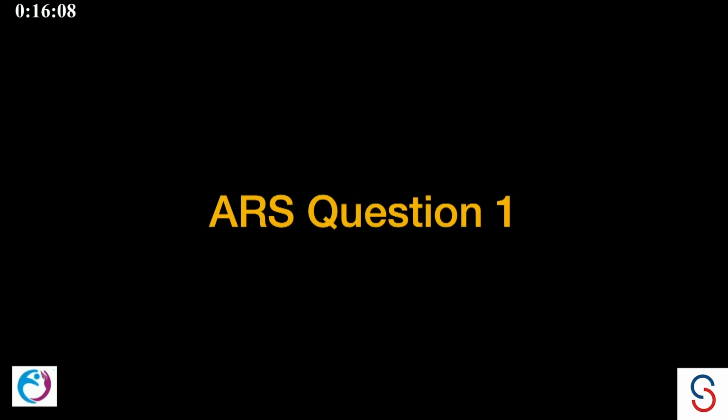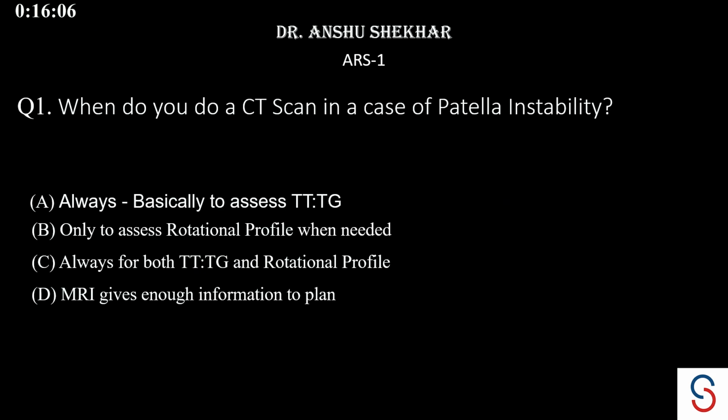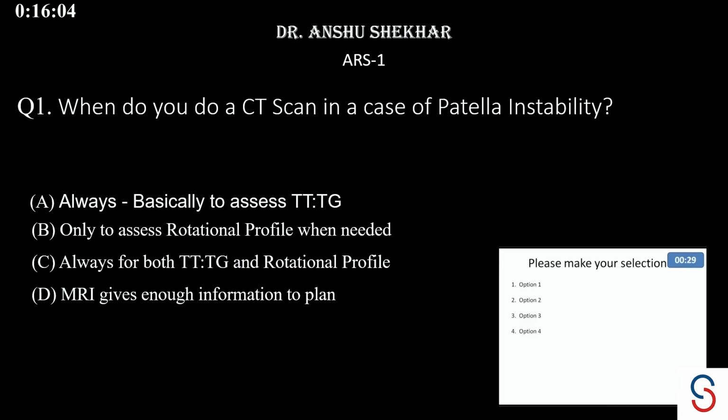So we come to our first ARS question. If you can please put it up. All right. So when, in case of patellar instabilities, would you consider a CT scan? What are we looking at when we order a CT scan besides all these radiographs and a scanogram and an MRI? Okay, so always do both for TTTG and rotational profile.